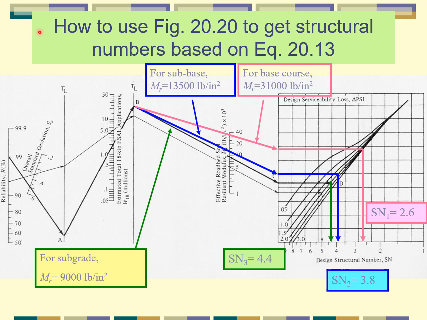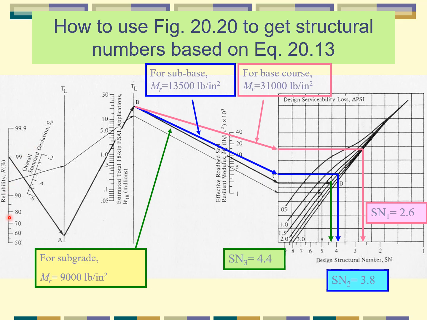How to use figure 20.20 to get the structural number based on equation 20.13. Well, this nomograph is available to get the structural number easily without using the equation. Just to facilitate the engineers dealing with pavement, this nomograph has been developed. Now just recall the different factors that we have discussed here. I will give you one example, I would like to explain the use of this nomograph.